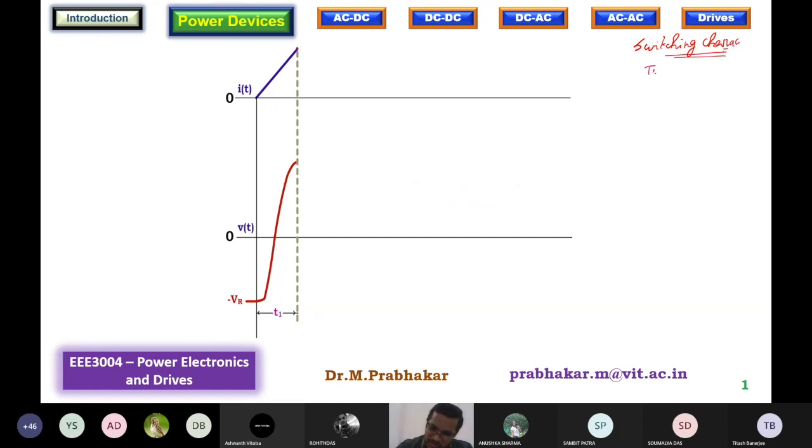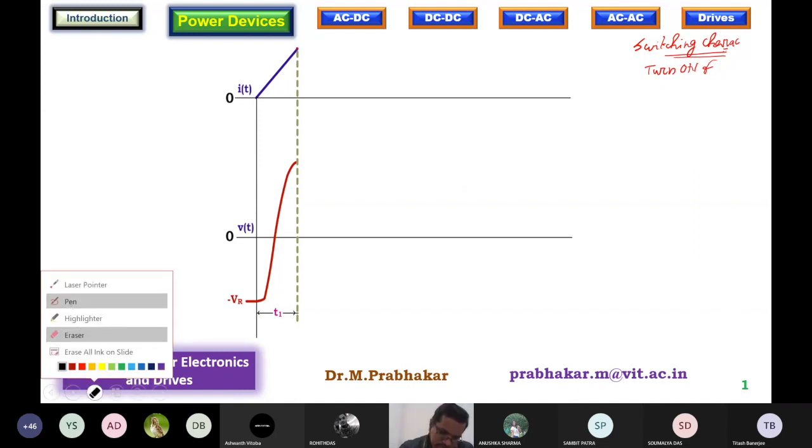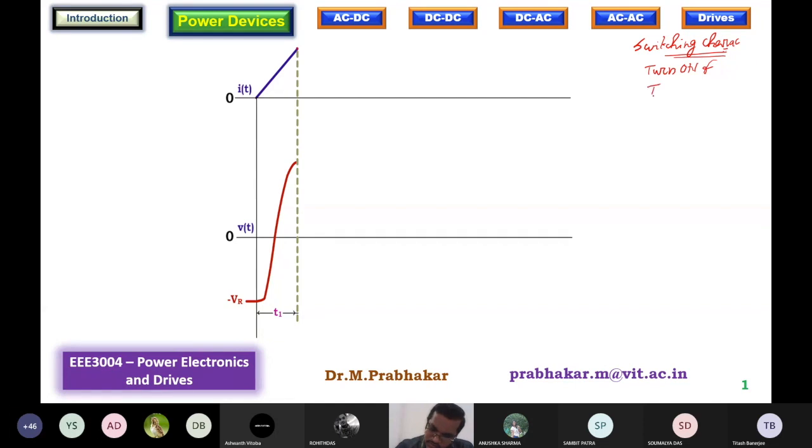Turn on and turn off behavior, both. Turn on and turn off characteristics. These are called switching characteristics.